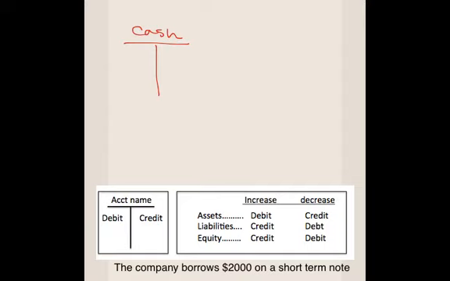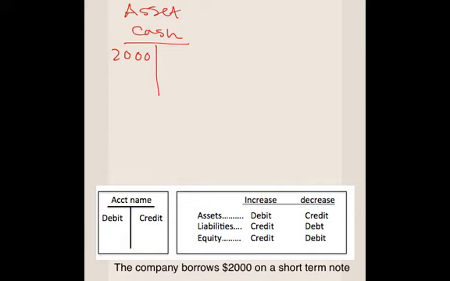So if we look at that table, we know that the cash account is an asset account. It's a value to the company, something we own. And if it's increasing, we look at that and it's a debit, and the debit is on the left side. So I'm going to enter $2,000 to show that the cash account has increased by $2,000 in this T account.